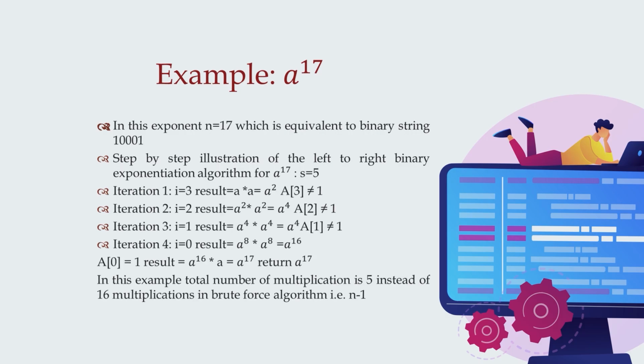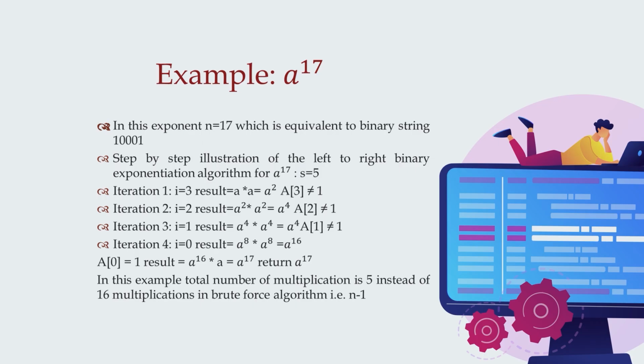So, in this exponent n equal to 17, which is equivalent to the binary string 10001. What is the length of this binary string? 5. So, I am showing a step by step illustration here of the left to right binary exponentiation algorithm for a to the power 17, where s is the length of the string, that is 5.